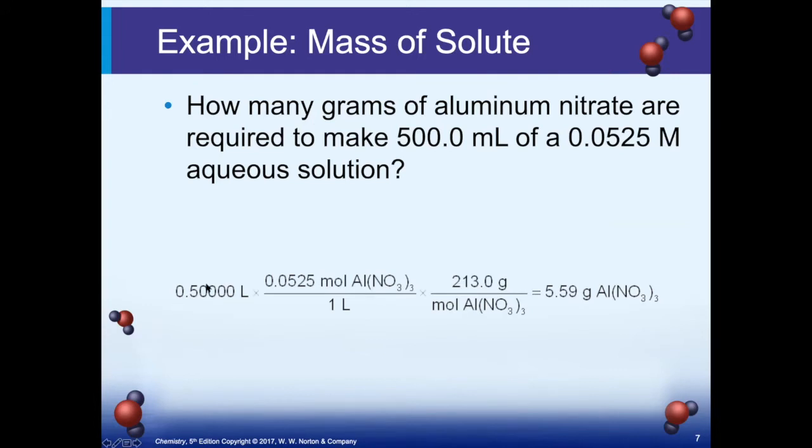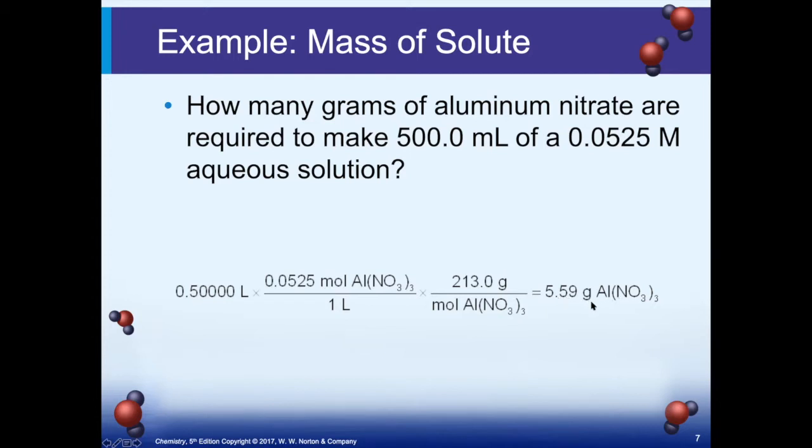Good. Okay, so you start with the volume because it is the number that you're given that is not a conversion factor. You multiply that times the molarity to get the liters to cancel, to get the moles of the solute. Well, the question asks for how many grams of the solute, so that's where the molar mass comes in. So one mole of aluminum nitrate is 213 grams of aluminum nitrate, and so you get 5.59 grams of aluminum nitrate.